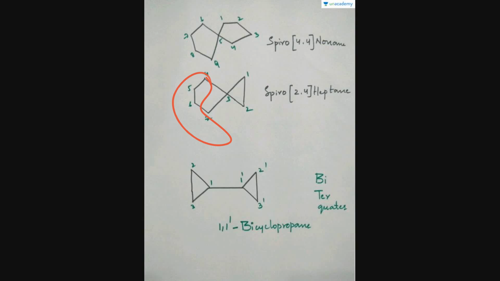If you have identical hydrocarbons joined by a single bond, then we number it this way: 1 2 3, and 1 prime 2 prime and 3 prime, and 1 comma 1 prime. If you have 2, then we write it as bi. If we have 3, we write it as ter. If we have 4, we write it as quater. So here we have 2 identical hydrocarbons, so we mention it as bi, and these are cyclopropane. So the name of this compound is 1,1 prime bicyclopropane.